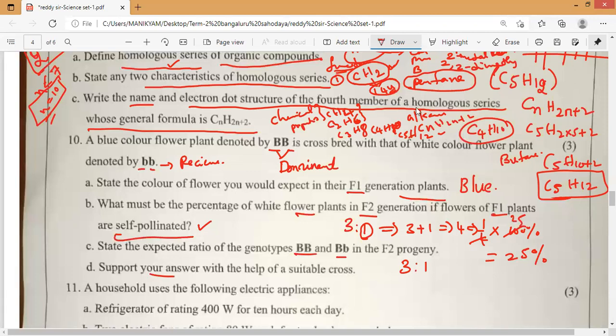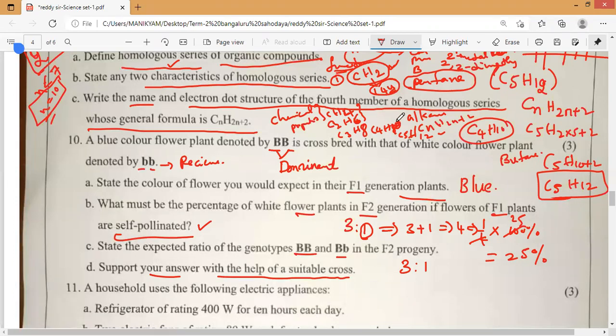Next, support your answer with the help of a suitable cross, they are asking. Suitable cross means, shall we proceed, guys? Sir, also 3:1. State the expected ratio of genotype BB and Bb in the F2 progeny. F2 progeny means that is only correct.